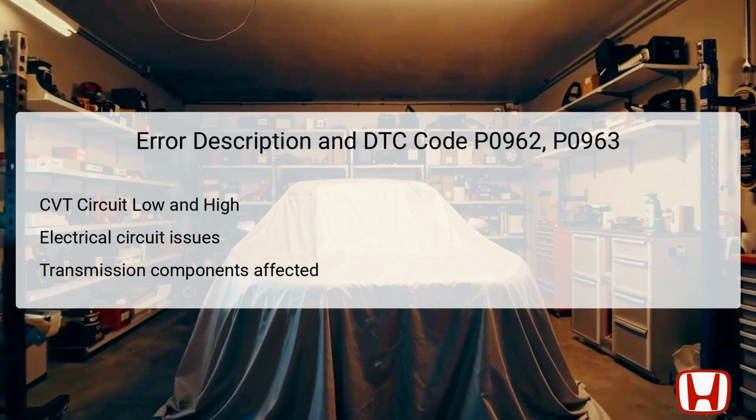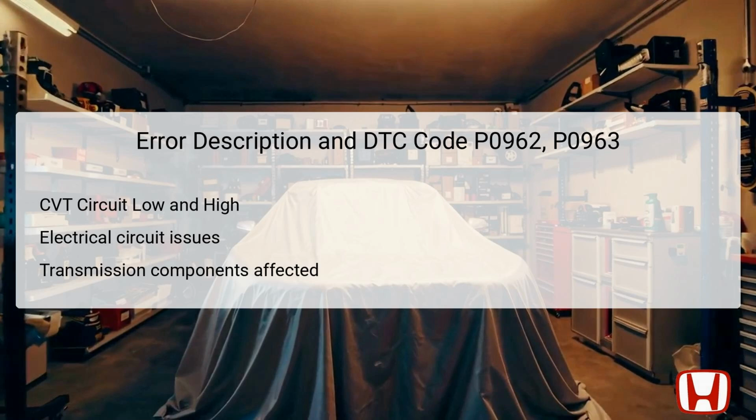The DTCs P0962 and P0963 are directly related to the CVT drive pulley pressure control valve's electrical circuit. The CVT drive pulley pressure control valve is a component that regulates transmission fluid pressure to facilitate shifting and control the belt's tension within the CVT. This valve is typically located within the valve body assembly of the CVT, specifically linked to the transmission control module, TCM, via electrical circuits that monitor its performance.